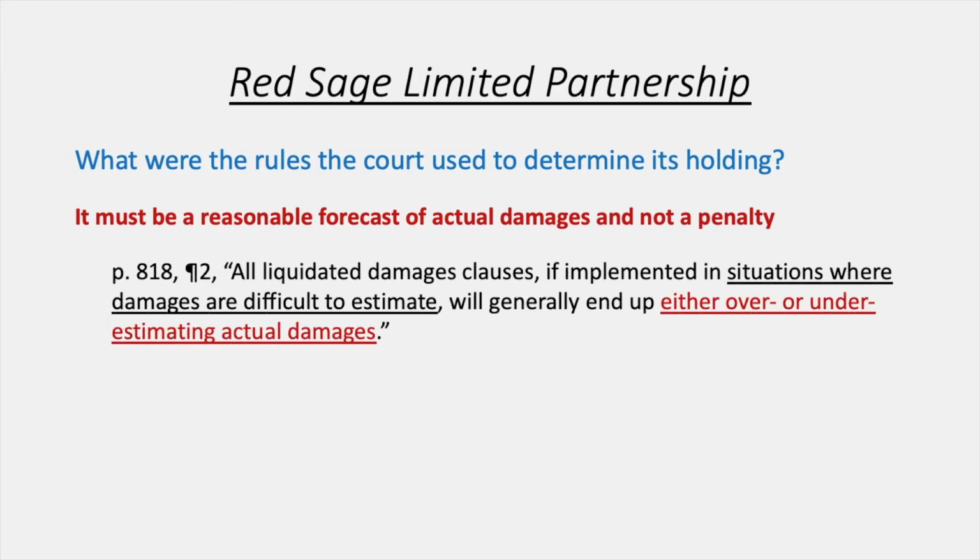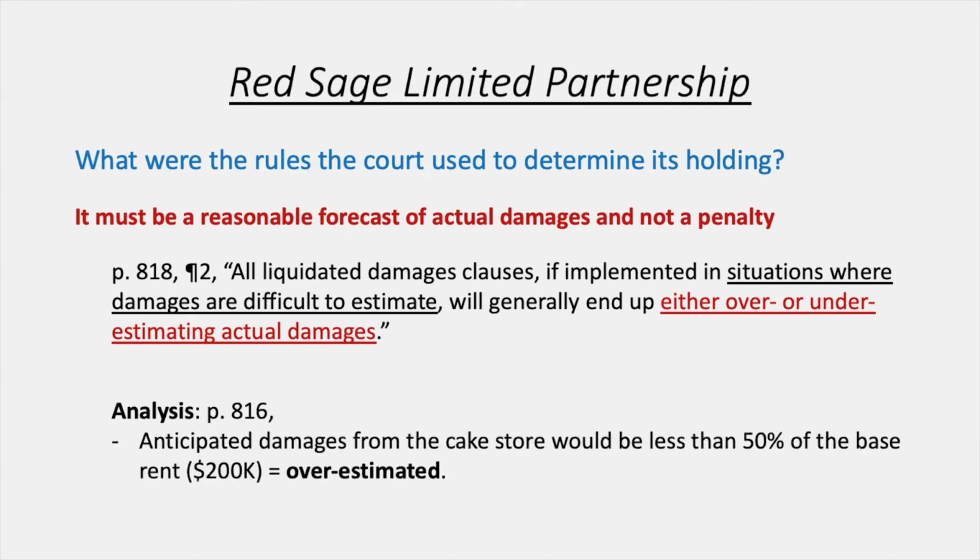A reasonable forecast of actual damages, the court states, will usually either overestimate or underestimate the damages. Because liquidated damage clauses are created and implemented in situations where damages are difficult to estimate, you'll have a hard time determining the exact amount. And so here, the analysis of our situation on page 816 was the anticipated damages from the cake store would definitely be less than the 50% base rent, right?